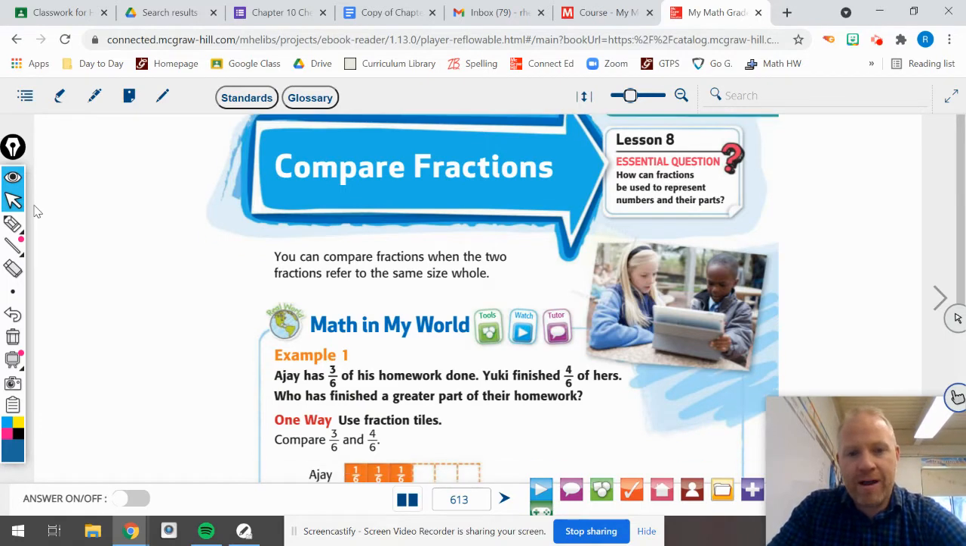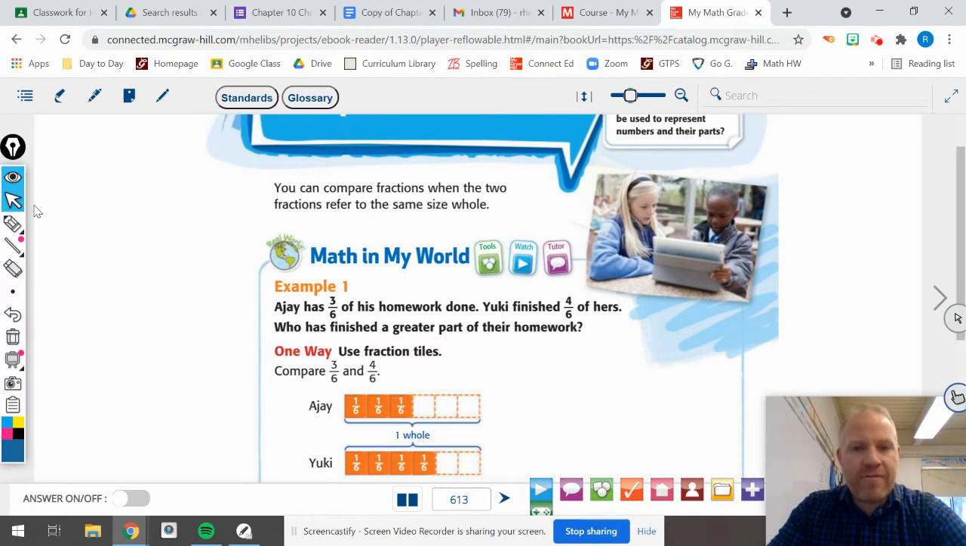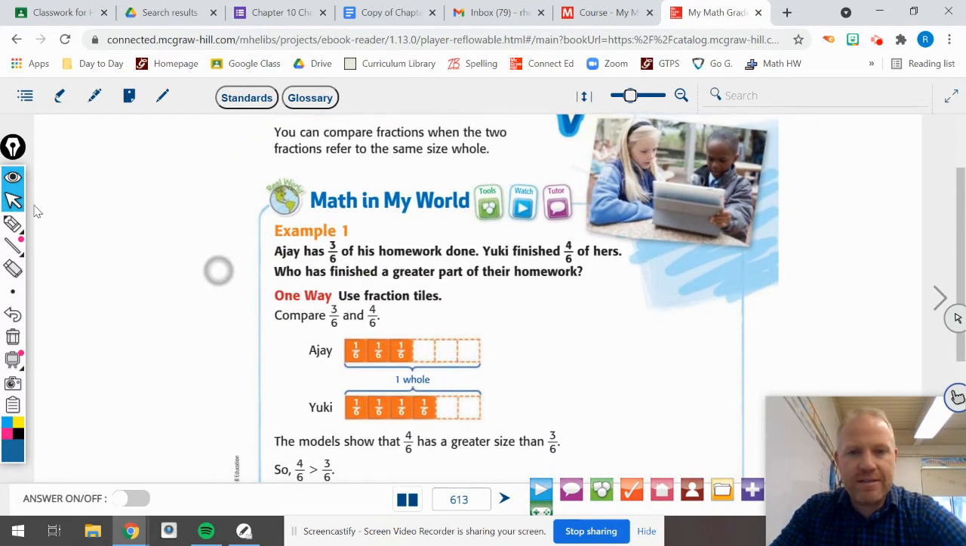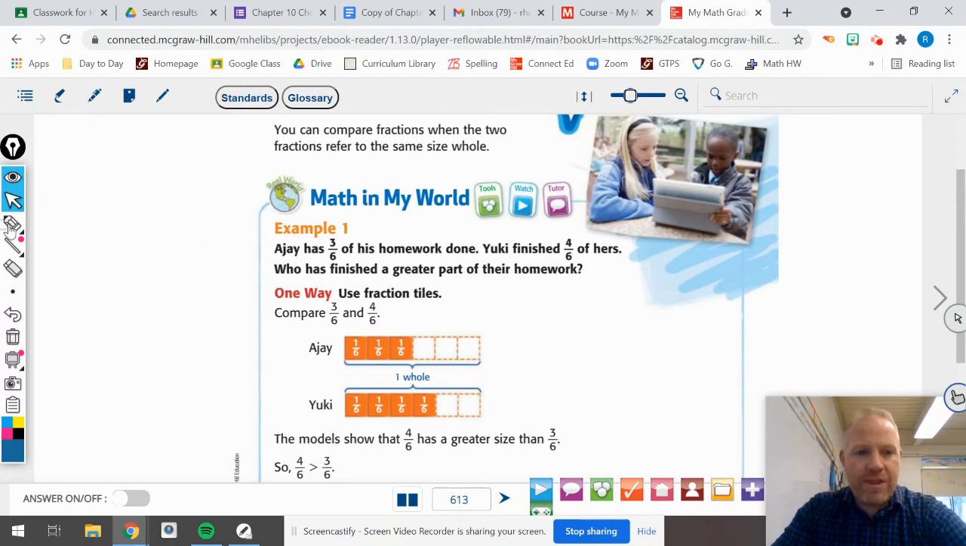So compare fractions. You can compare fractions when the two fractions refer to the same size whole. So when we think about fractions and comparing fractions, we understand that we're comparing the size of an item.